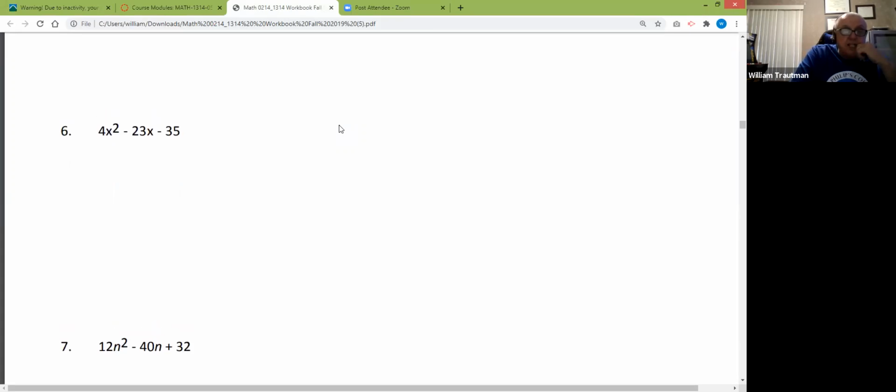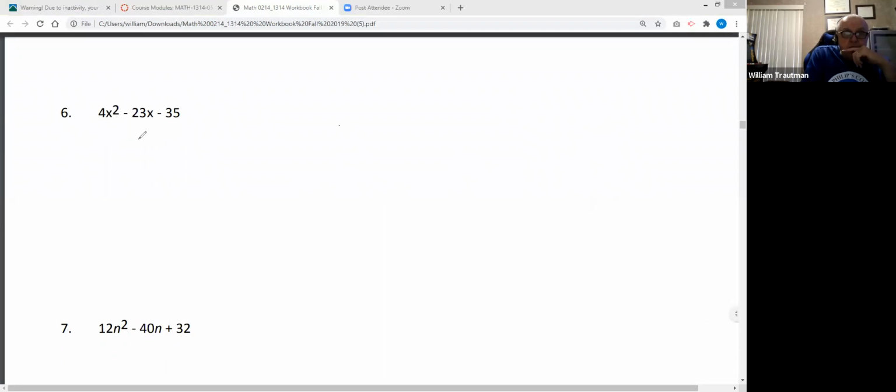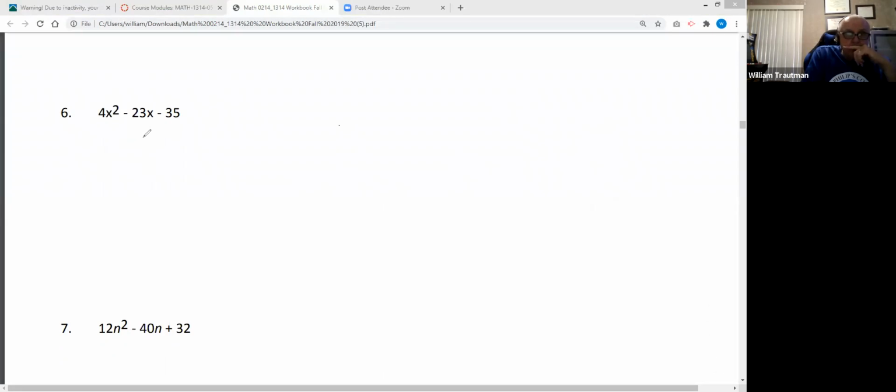I'm not going to do 6. By the way, does somebody have the answer key? I can post the answer here, so if anybody wants to work it, make sure they can get it. Anybody? What's the answer for number 6?